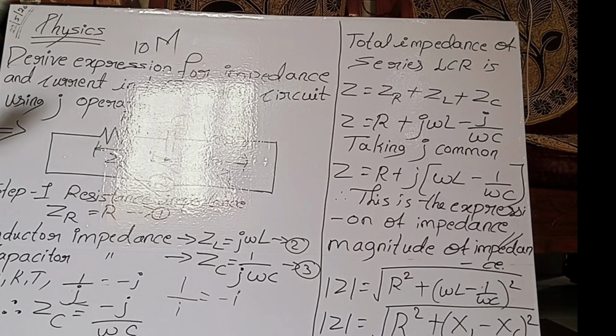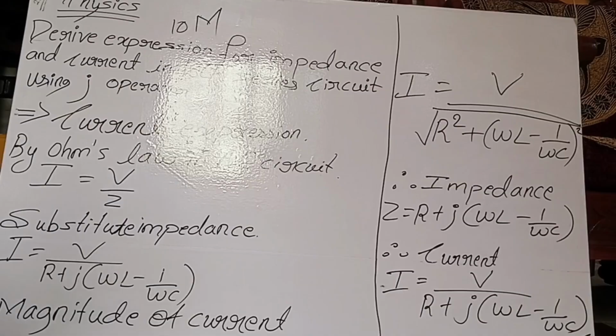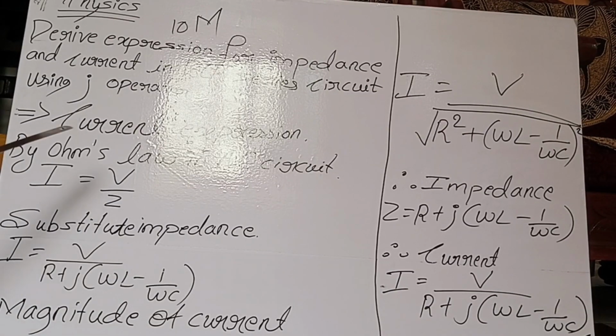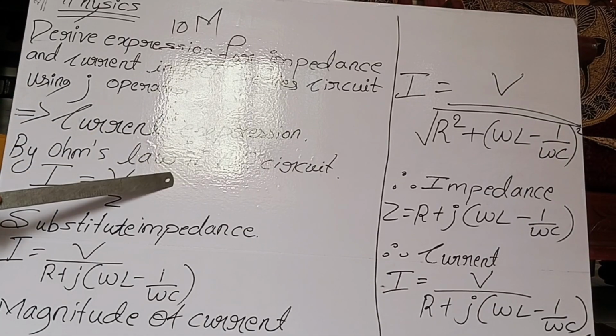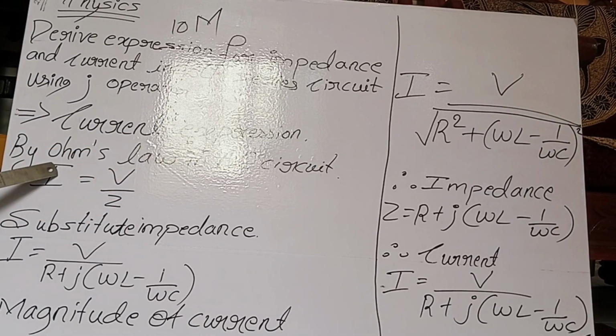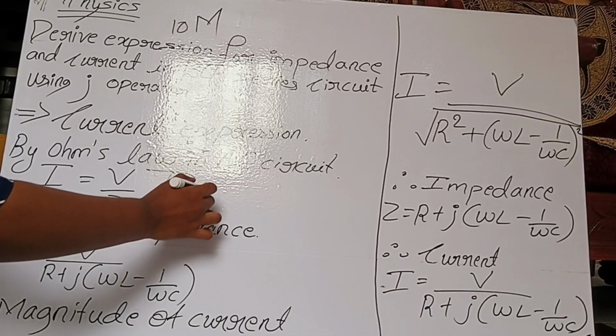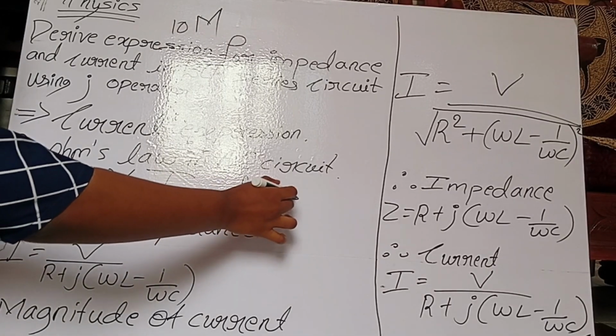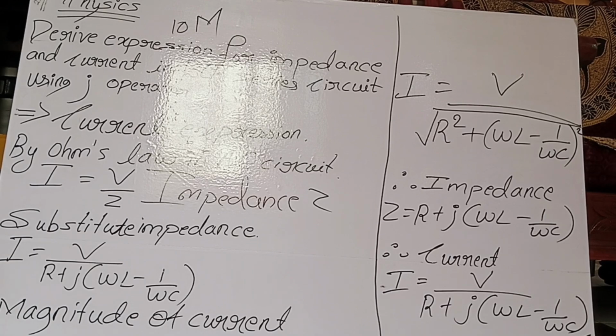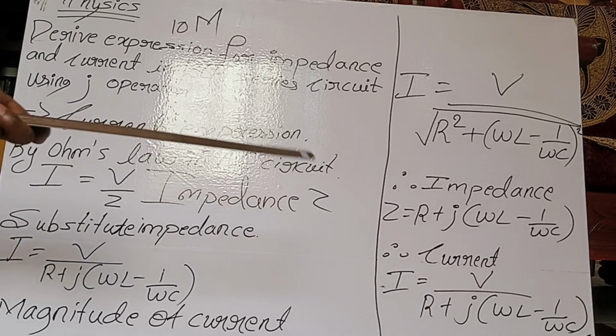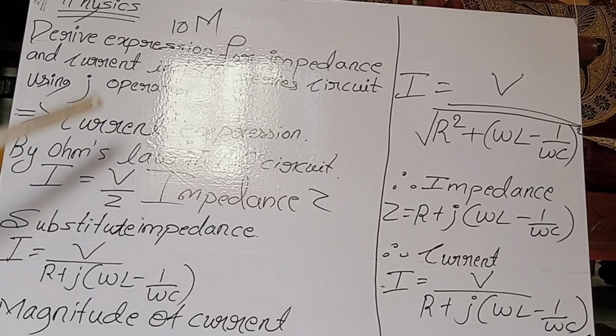Next we'll derive the expression for current. For the current expression, we need to consider Ohm's law in an AC circuit, that is I equal to V by Z. Why are we taking Z? We could take R, but in our LCR circuit we are concentrating on the impedance, Z. The impedance is also the opposition to the flow of current and works the same as our resistance. I equal to V divided by Z.